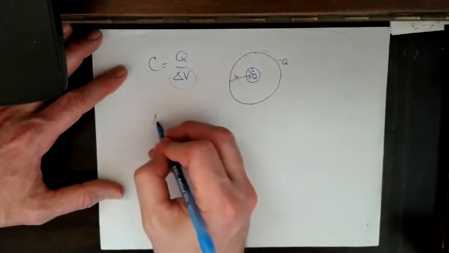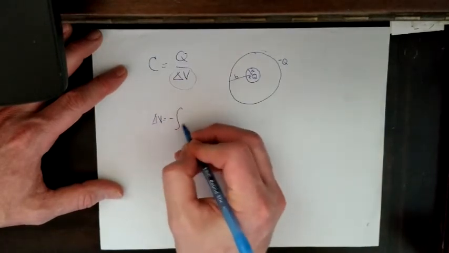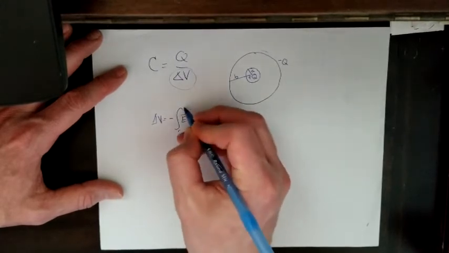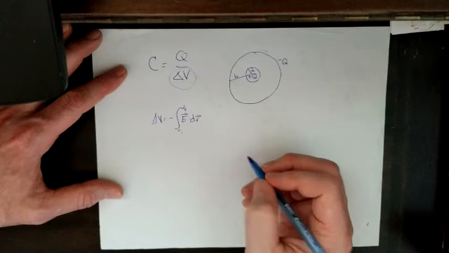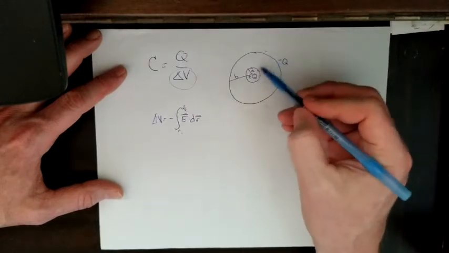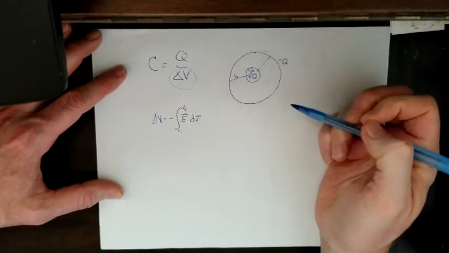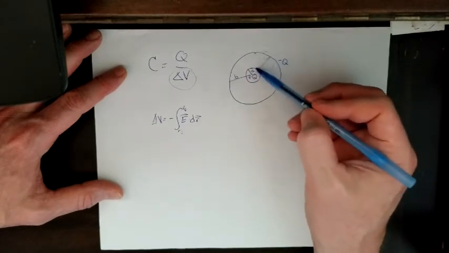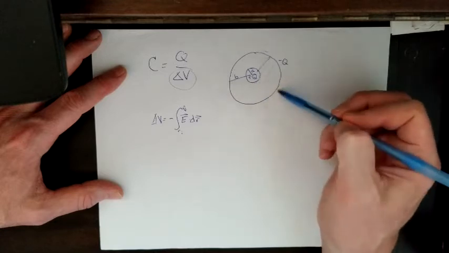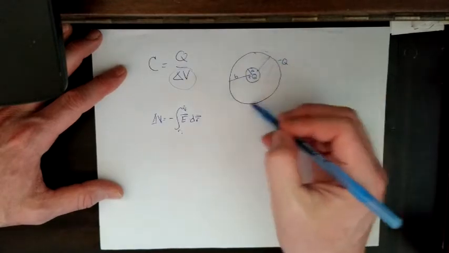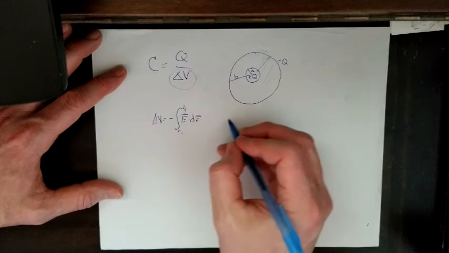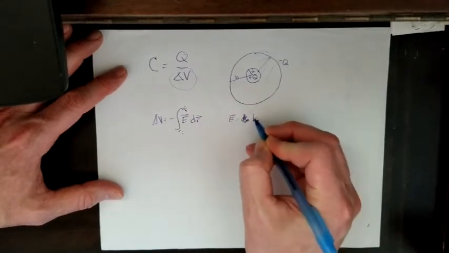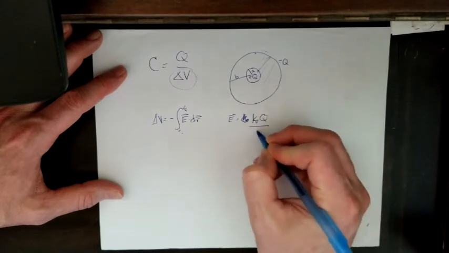I know that the voltage is equal to the negative integral of E dot dr from some r initial to some r final. In this region right here, I'm basically integrating from this surface to that surface. The electric field at any point in there is due completely to this positive Q right here, not to the negative Q, because I'm inside that shell. And so my electric field is going to be equal to the electrostatic constant times Q over r squared r hat.